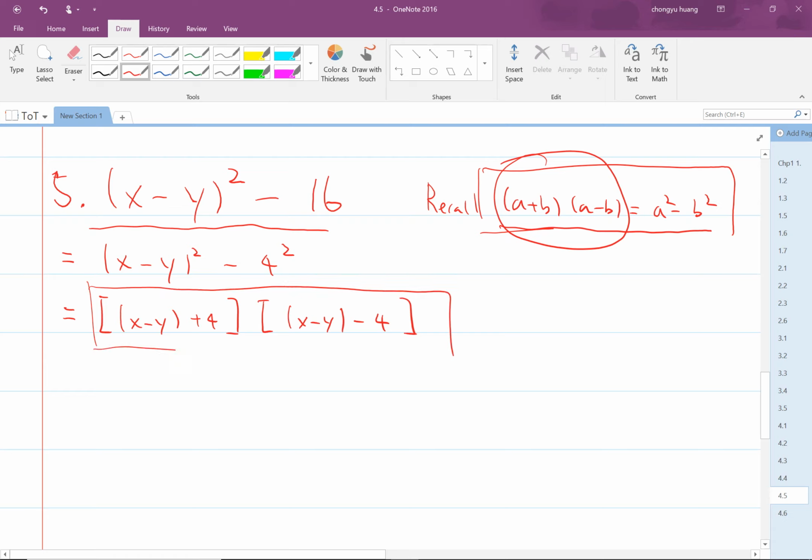There's not much explanation over here, because you can see how the property works. What you do is just follow the property, and then you will finish the factoring. All right, let's move into question 6.